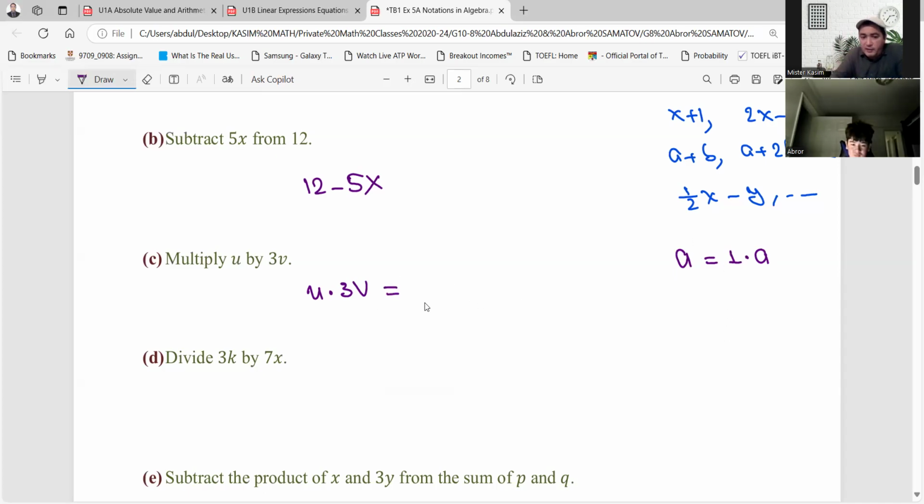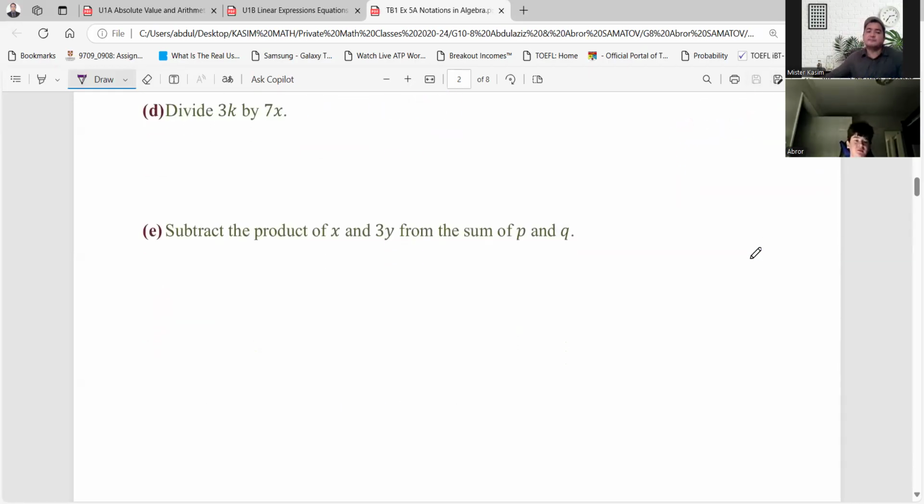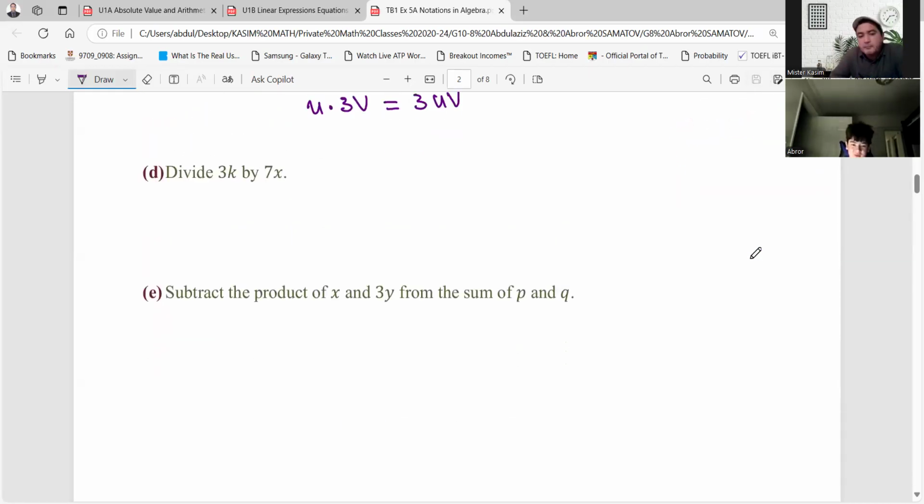So if I simplify this now, 1u and 3v. 1 times 3 is 3, and here we have uv. In algebra, if it is clear, we don't have to put a multiplication symbol because I understand that that is 3 times u times v. Okay? All right, next. Divide 3k by 7x.